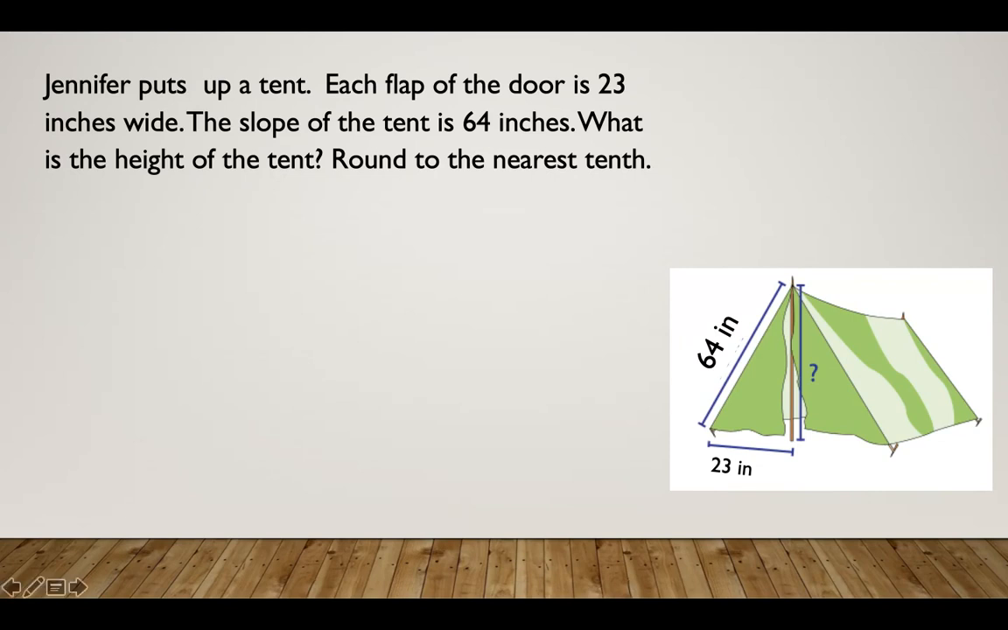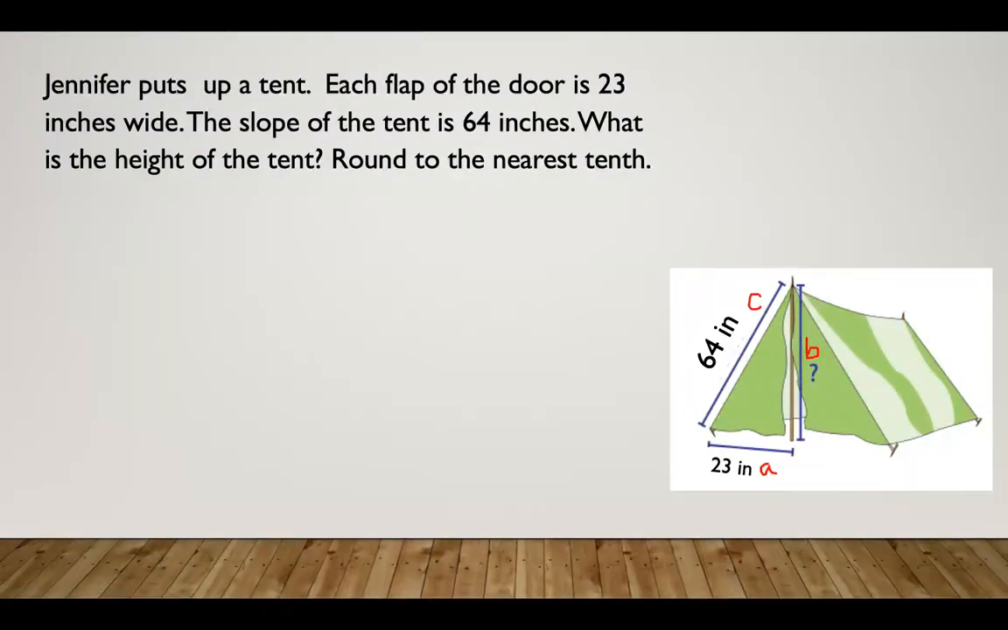So they tell us that the width of the door is 23 inches. I'm going to label that as being side A of our right triangle. We don't know the height, but that would be our side B, so I'm going to label that B. And then 64 inches is our slope, and I'm going to label that C.